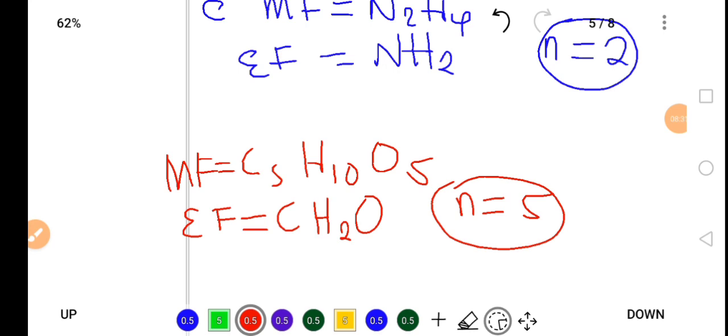Okay, so this is actually the introduction. That's the meaning of the definition. The formula that shows the simplest ratios of atoms. So here, the simplest ratios, we have 1 carbon atom, 2 hydrogen atoms, and 1 oxygen atom. It is not showing the actual number of atoms present. It is showing the simplest or the lowest ratios of atoms.